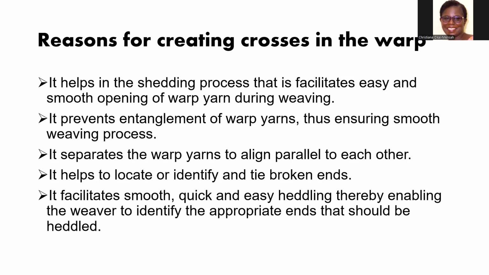So when you're doing your tie up, when you take 2 and 4, all the two shafts will move down and the 1 and 3 will stay up. So that is the reason why we do this process, so that we can do the tie up smoothly. It's something very interesting, but it takes a whole lot of attention. It facilitates smooth, quick, and easy handling, thereby enabling the weaver to identify the appropriate end that should be handled. So when you do one up, one down, and the up one is having a problem, you know. If the down one is having a problem, you know. Okay.